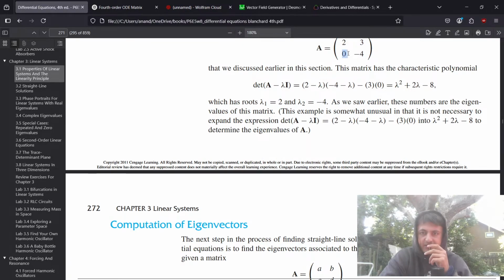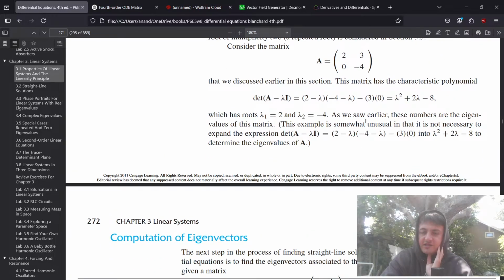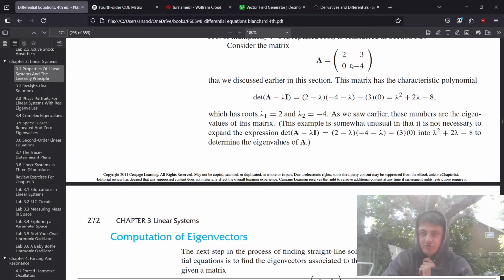Oh, yeah, because it's lower triangular or upper triangular or whatever. Because of this 0, the determinant makes it so that you just have the diagonals as the eigenvalues.